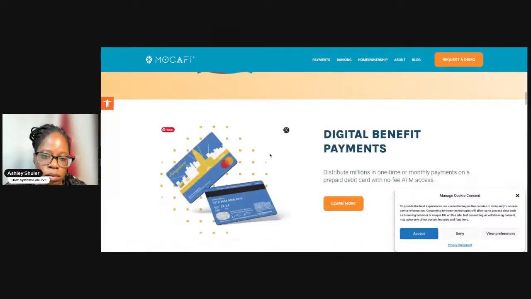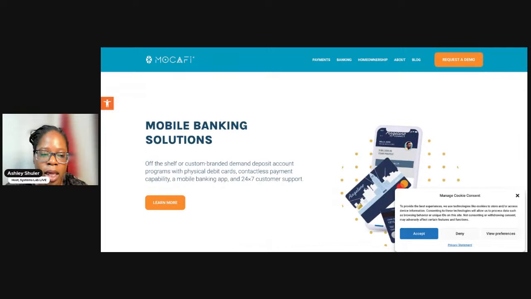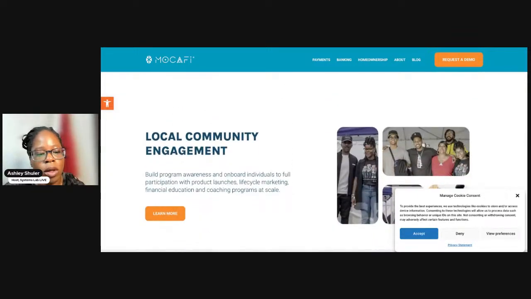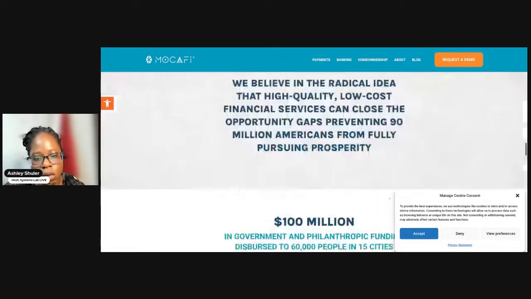So, digital benefit payments. So distributing payments, mobile banking, a self-service online payment portal, local community programs to build awareness and onboard individuals to full participation with product launches, lifecycle and financial education.